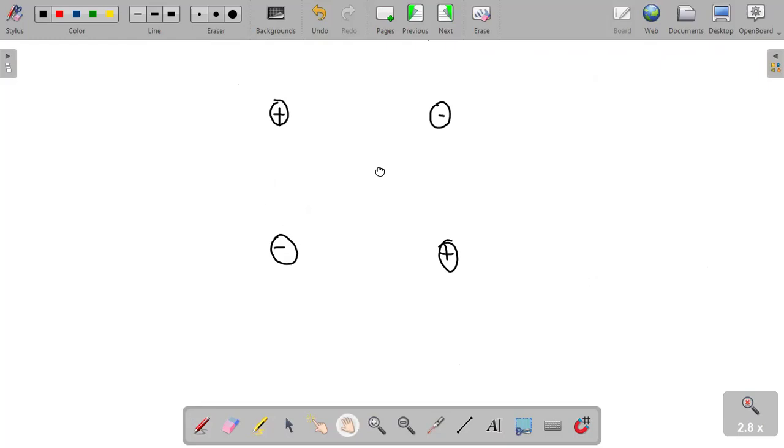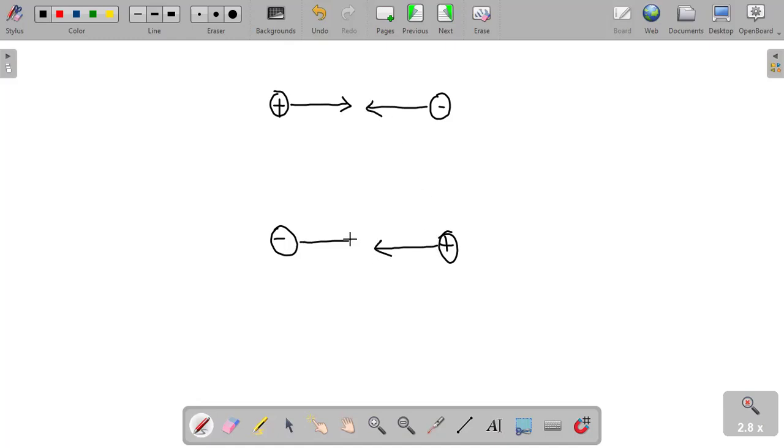So now they will attract. They will pull each other closer. They attract one another. That is attraction. They move closer to one another because of the electric field that exists around them.